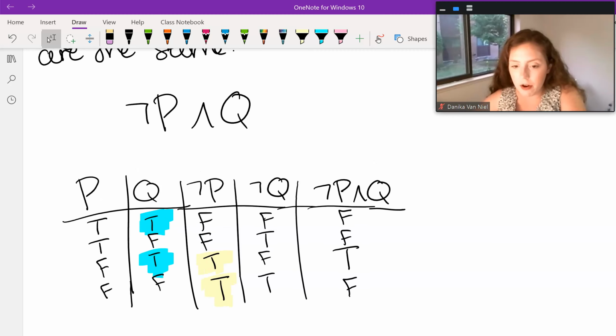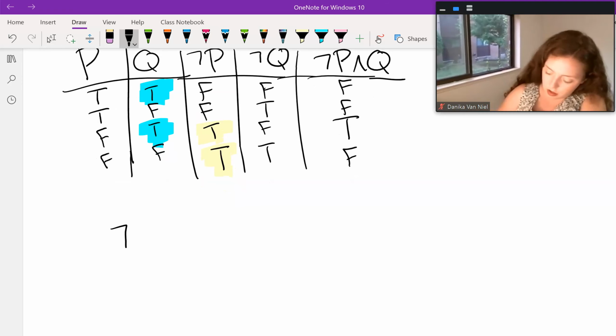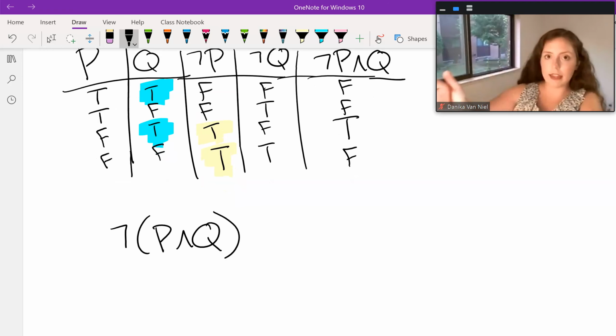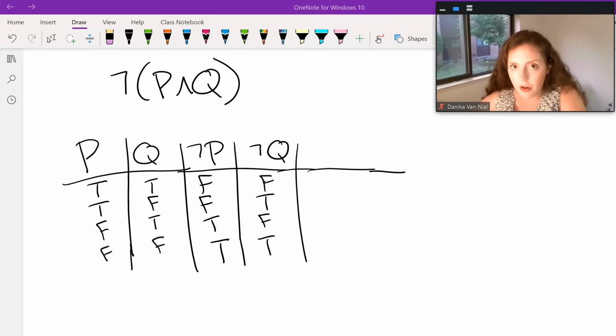Now, how about not (P and Q)? So we're negating the whole thing. You want to think to yourself, what columns do we need? So here I have our P, Q, not P, not Q. So we certainly need P and Q. Maybe we didn't need the nots, but you'll see in a second why I did that.